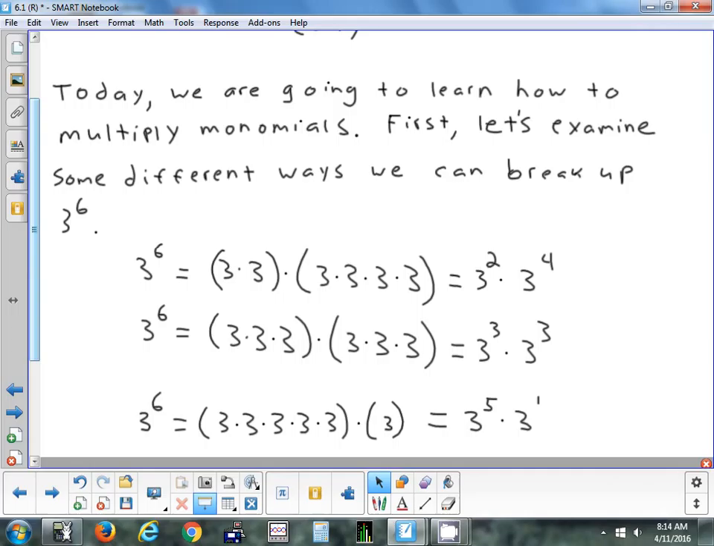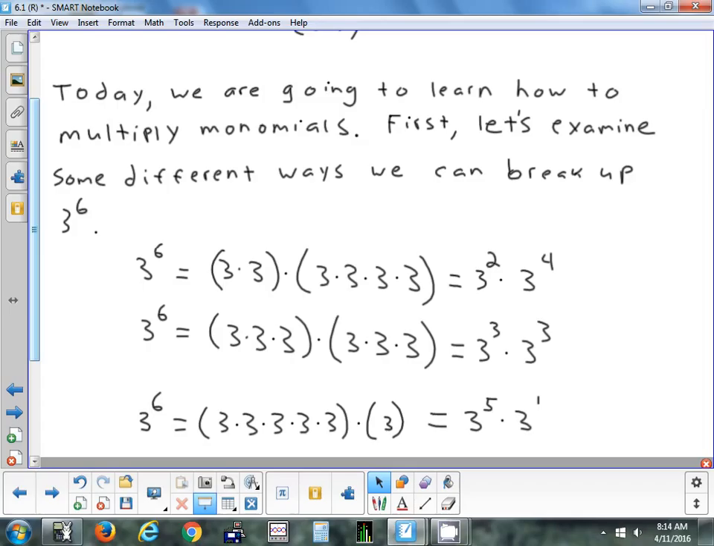When I have 3 to the 6th power, basically what that means is to multiply 3 by itself 6 times. You can do it any way you want. You can group 2 of them together and then 4 of them. So 3 squared, 3 to the 4th. But the important thing is if you look at the 2 and the 4 and you add them, what number do you get? 6.